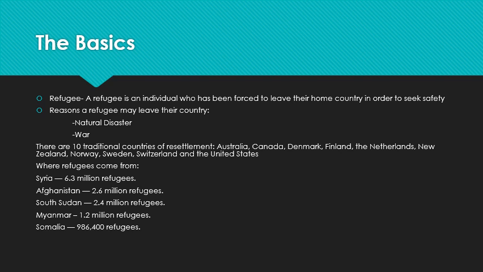There are 10 traditional countries of resettlement for refugees. They are Australia, Canada, Denmark, Finland, the Netherlands, New Zealand, Norway, Sweden, Switzerland, and the United States. The United States is the largest and accepts more refugees for resettlement than all other countries combined. Although the gap has gotten much smaller since 9/11, this still holds true. And where refugees come from, most of them come from Syria due to the Syrian refugee crisis and the Syrian civil war, but they also come from Afghanistan, South Sudan, Myanmar, and Somalia.